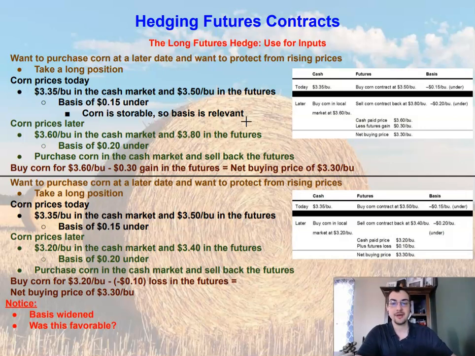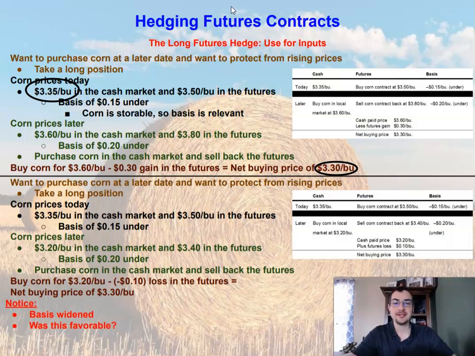So let's think about this. How much did the basis change by? The basis actually widened or became more negative. And remember that whenever the basis widens, that's actually favorable for a long position. So how does that work? Well, the basis actually widened by 5 cents. We look at the net buying price, which is just $3.30, as compared to what they could have bought it for originally, which was $3.35.